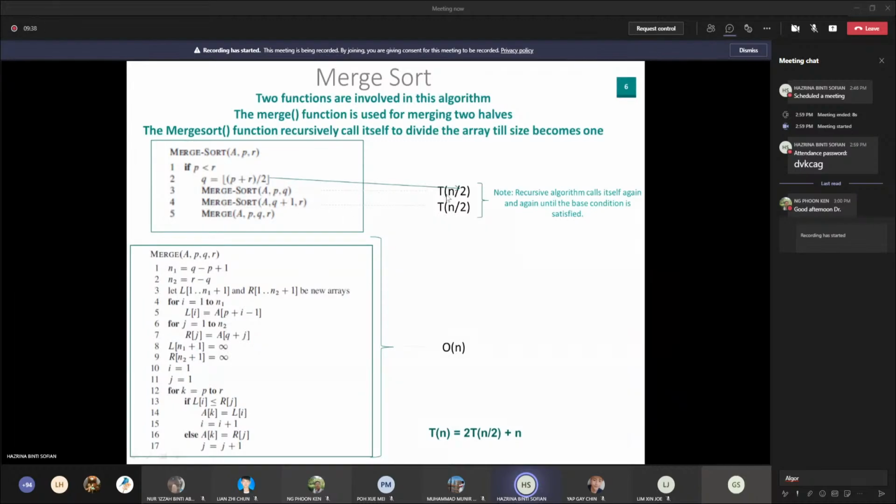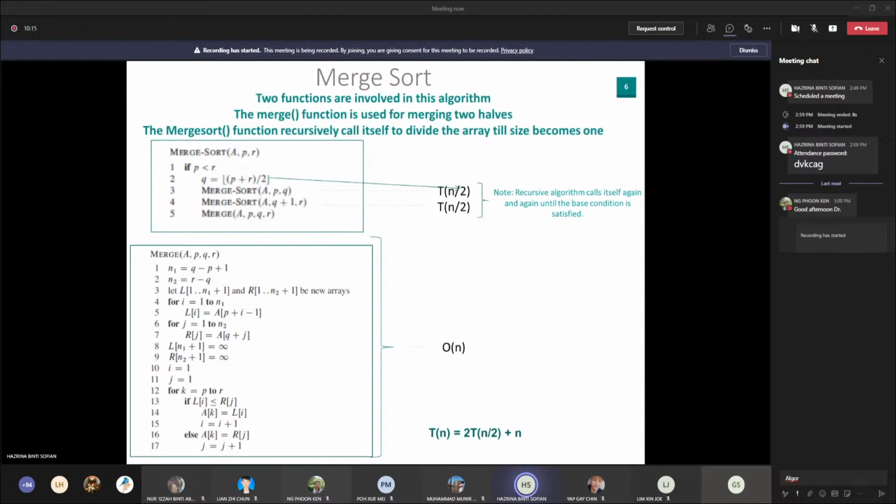Therefore, we have T(n/2), and here is also T(n/2). Why 2 is because over here is the division of 2, and then the whole merge algorithm is order of n. Okay, so when we want to get the time complexity, the equation for this will be 2T(n/2) plus n. Then we can calculate the time complexity using the 3 methods.